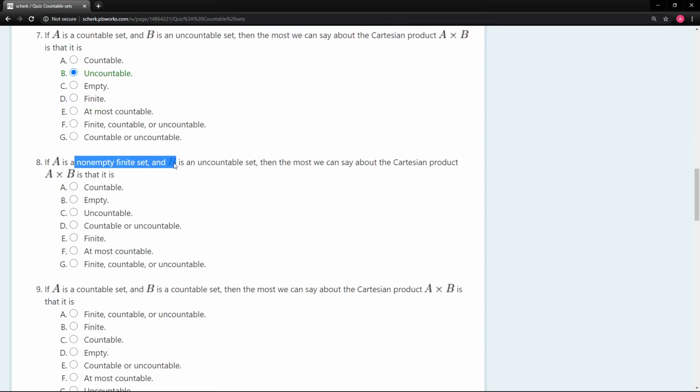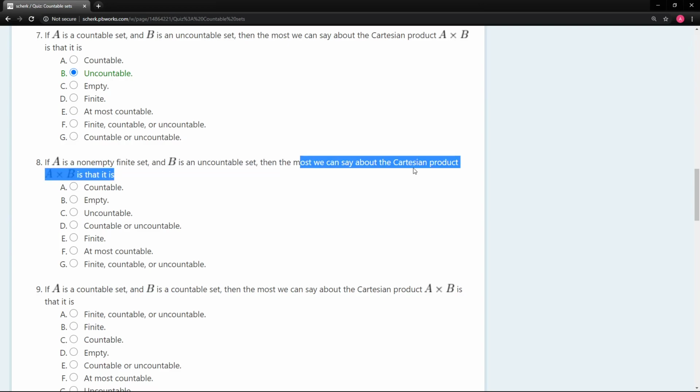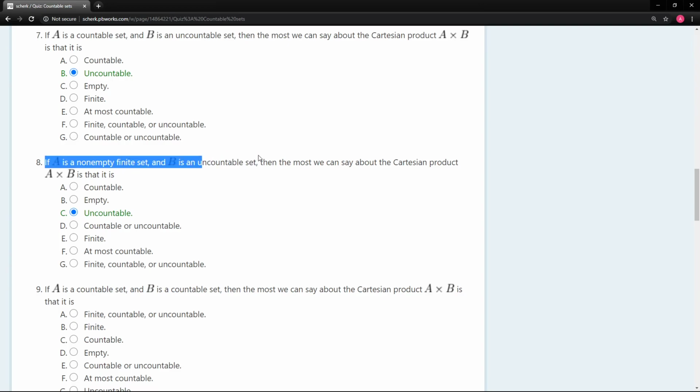If A is non-empty and B is uncountable, then the most we can say about the Cartesian product A cross B is: non-empty, finite, uncountable. Still going to be uncountable, even if the left-hand side is finite. Even if the left-hand side was just one element A, you're going to cross it with uncountably many other elements, so it's going to be uncountable.